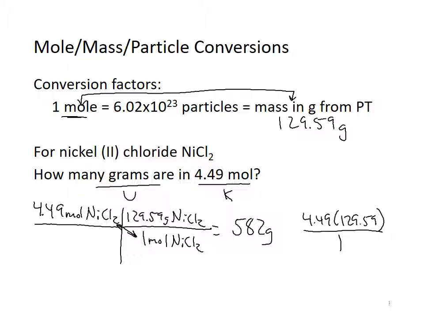So you can see, because this conversion factor is an equality, I pick the 2 things I need, and there's no set which one goes on top, which one goes on the bottom. It depends on what my known is. If my known is moles, then moles go on the bottom. If my known is grams, then grams go on the bottom. So it's really important that you keep track of the units as well as the numbers when you do these type of mole mass particle conversions.